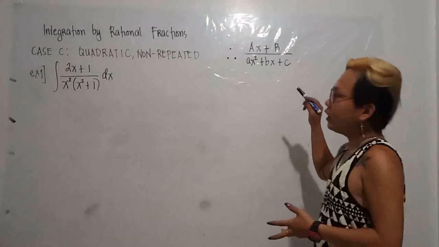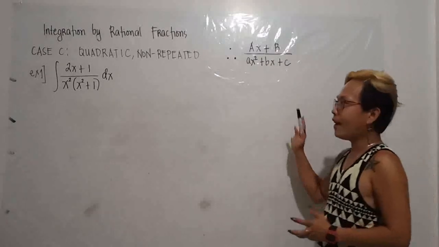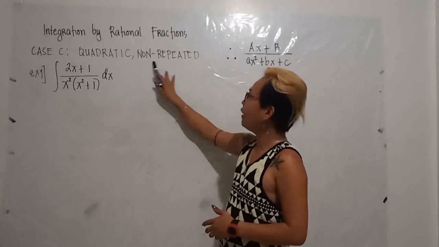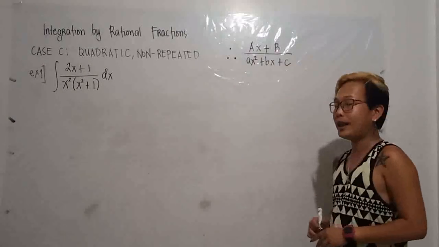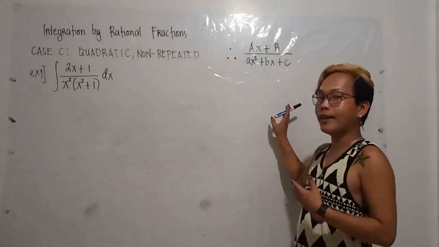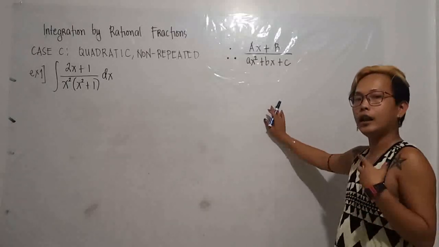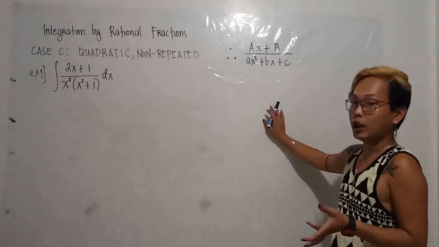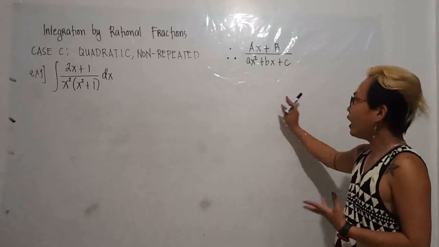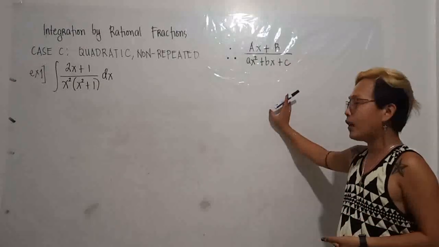Okay, continuation for the topic of integration by rational fraction. We do have case C, which is quadratic and non-repeated. So if your equation is quadratic and not factorable, meaning hindi siya pwedeng daanin into factoring na magiging linear, mag-stay siya as quadratic equation. So in that case, let's say your denominator is a quadratic equation which is not factorable.